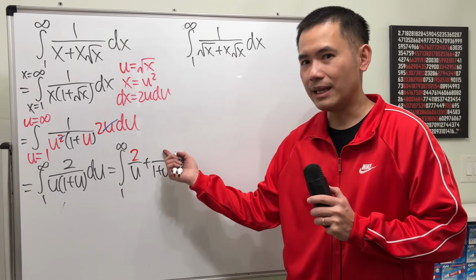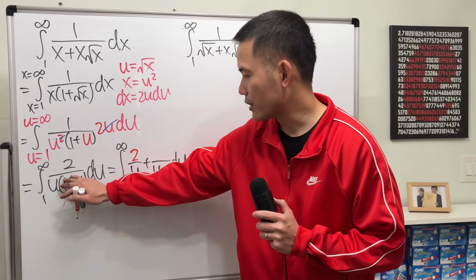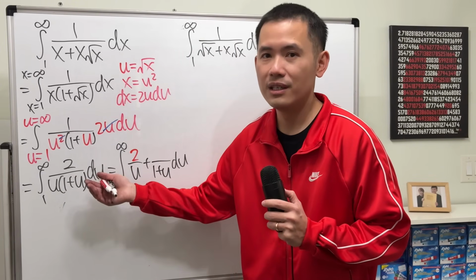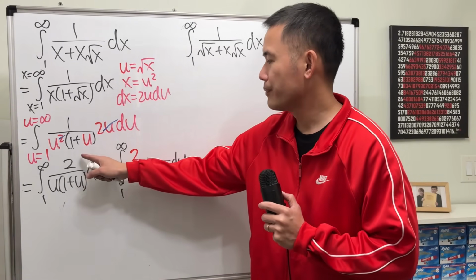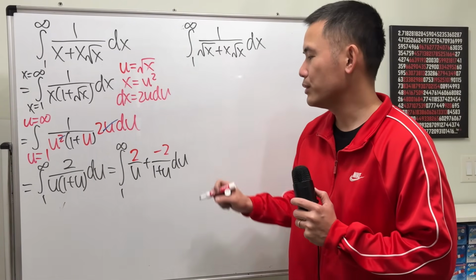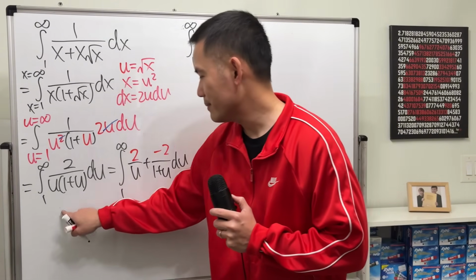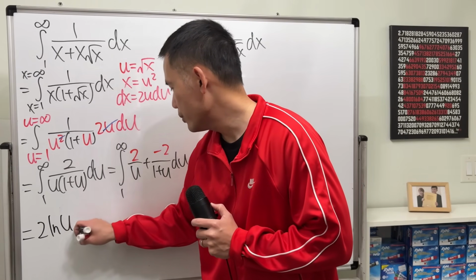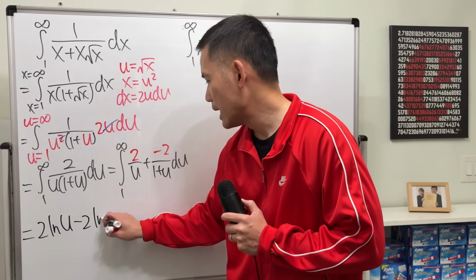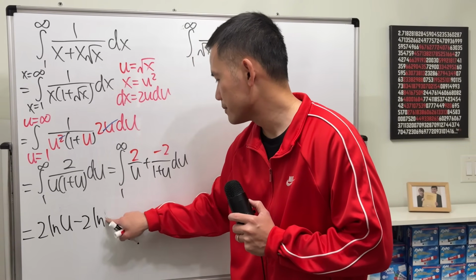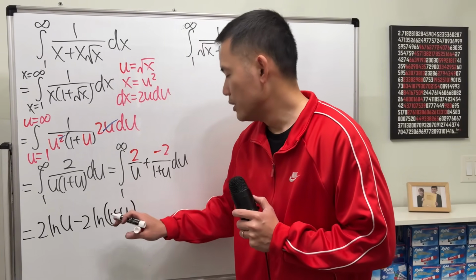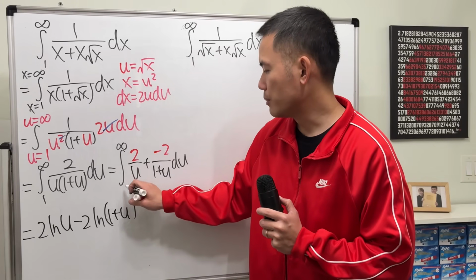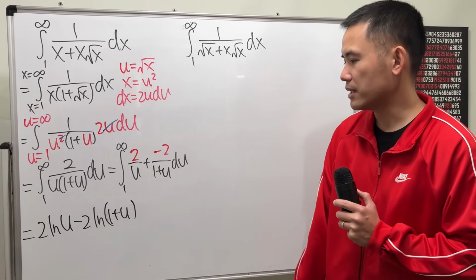Secondly, for this number, cover the same denominator from the original. How can we make 1 plus u 0? u has to be negative 1. Put it here. 2 over negative 1, we have negative 2. Now we're ready to integrate them. This right here, we get 2 ln u and then minus 2 ln of 1 plus u. Notice I don't need the absolute value because we are going from 1 to infinity. The input will always be positive anyway, so it doesn't matter.